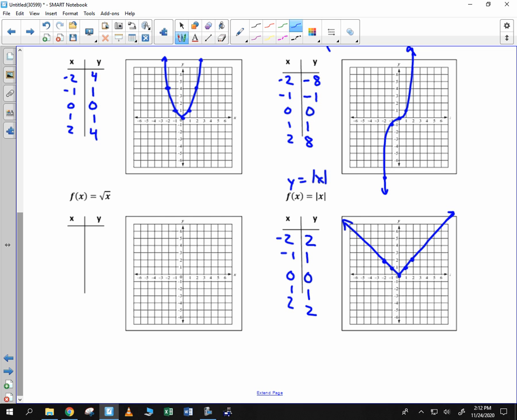For the square root of x, I'm not going to plug in negative 2 because you can't take the square root of a negative. I'm not going to plug in negative 1 because, again, you can't take the square root of a negative. But you can take the square root of 0. I'm going to use 1, 4, and 9. The square root of 0 is 0. The square root of 1 is 1. The square root of 4 is 2. And the square root of 9 is 3. So if I plot those, 0, 0, 1, 1, 4, 2, and 9, 3, you can see you get that kind of shape. That's a square root function.